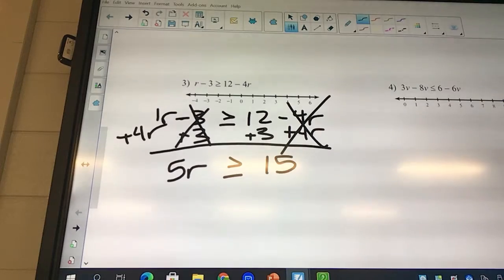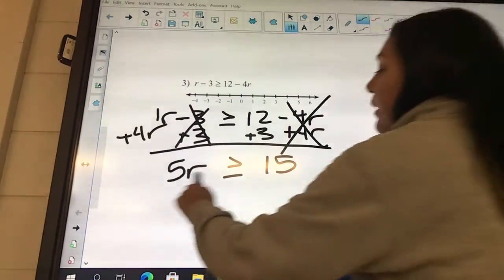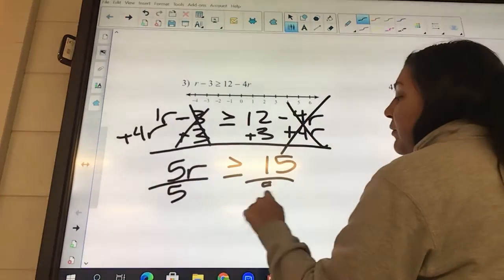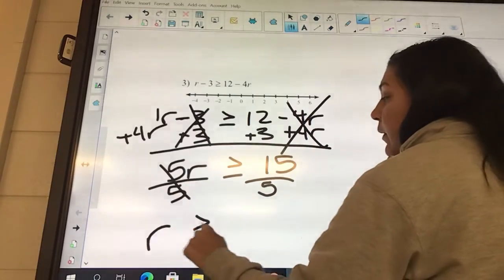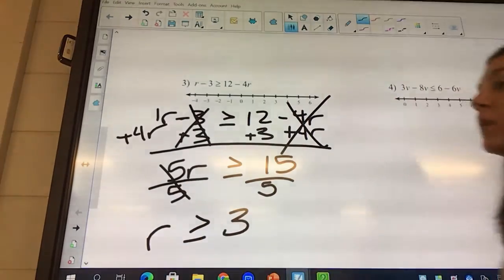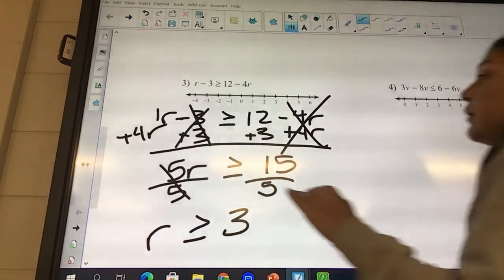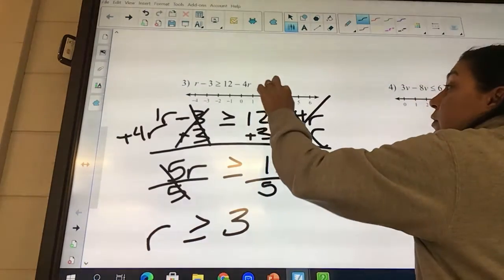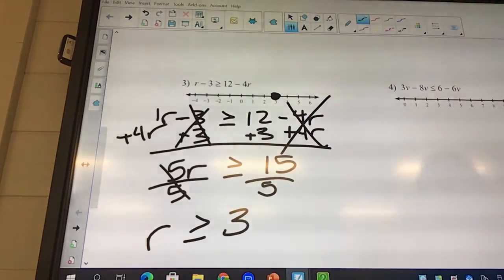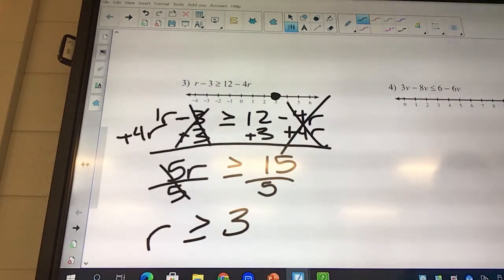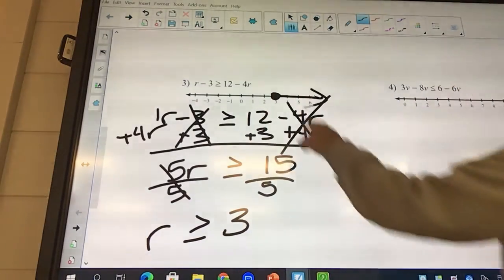15. Okay, and then what do we need to do? We're going to divide by 5. Do we need to flip? No. Okay, so on the 3, should it be open or closed? Closed. And this says R is greater than, so we're gonna go to the right hand side.